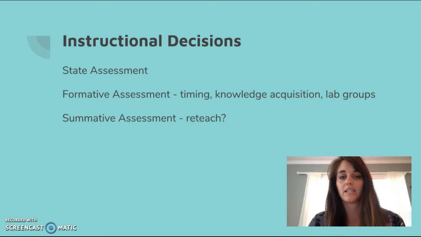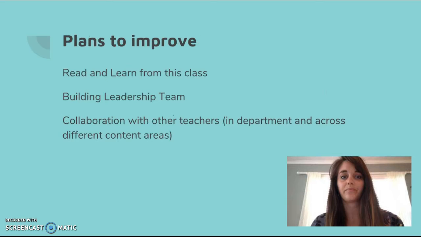I also do formative assessments to figure out timing on material, how they are gaining the knowledge in the classroom, and then also depending on who is understanding the material, I use that information to put them in different lab groups. And then also do some summative assessment at the end of units, figuring out did most of the students learn the content. If not, do I need to reteach? If we need to move on, which students do I need to kind of help as we do move on because they didn't get the content the first time.